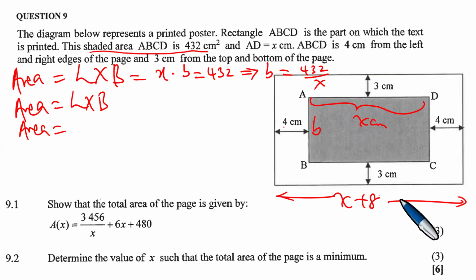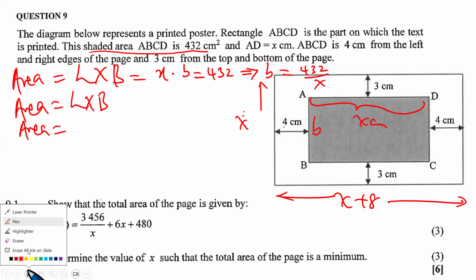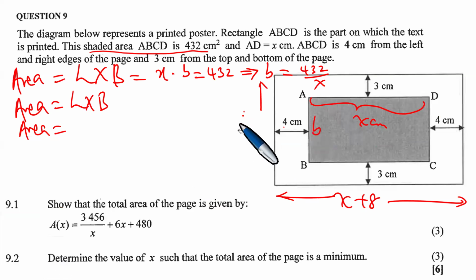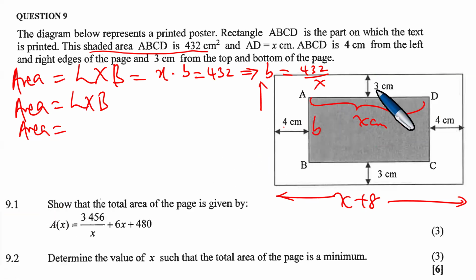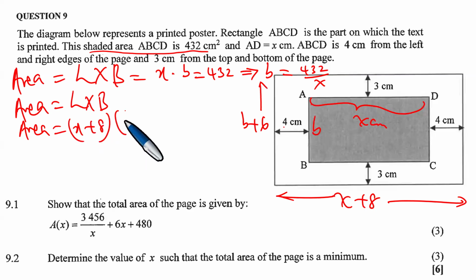X plus 8. And then in the end, we have 3, which is 6, which is like B plus 6. Because this one is B for breadth, the breadth of the printed part that is text on it. But you also have 3 here, which is actually B plus 6. Now, the length, therefore, becomes X plus 8, and the breadth becomes exactly B plus 6. Pay particular attention to these.